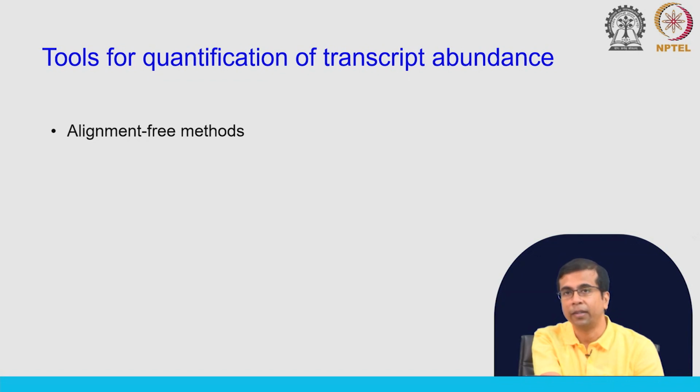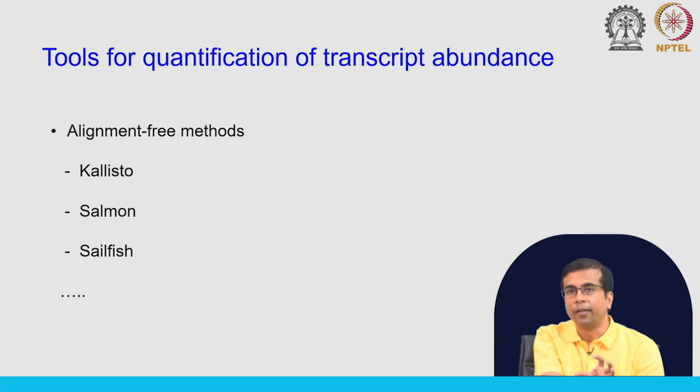There are several methods that we will discuss very briefly, again without going into the full statistics and algorithms. These tools are called Kallisto, Salmon and Sailfish. These are the tools we will discuss. There are other tools out there as well. So, let us discuss the first tool, Kallisto.